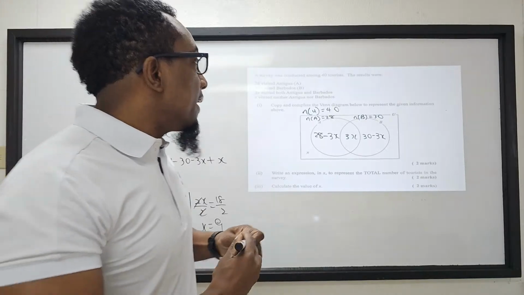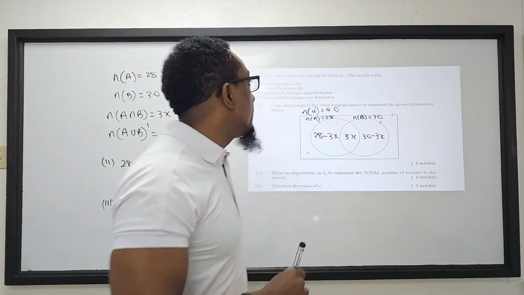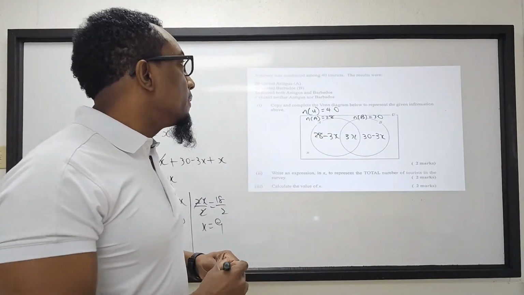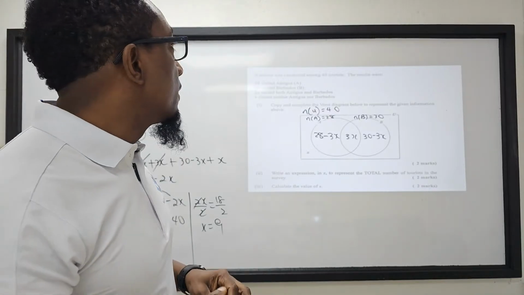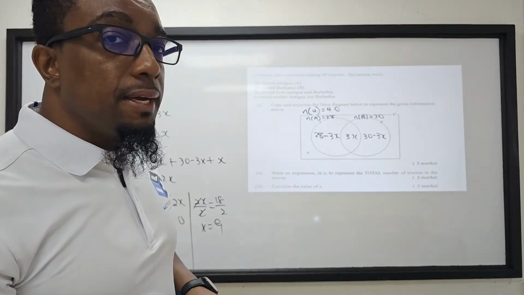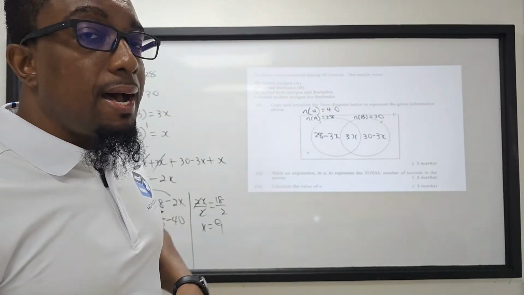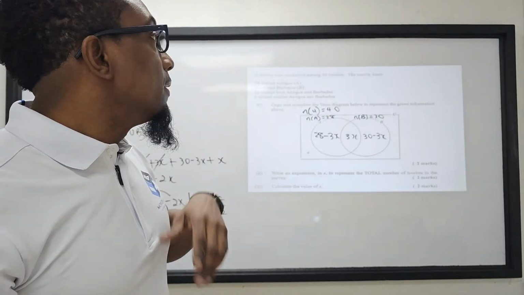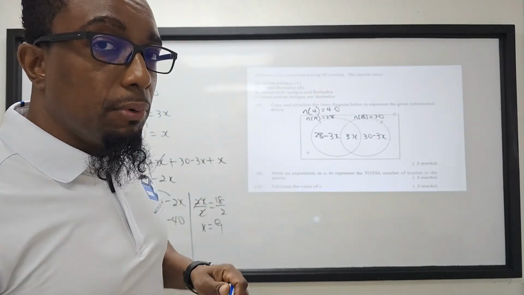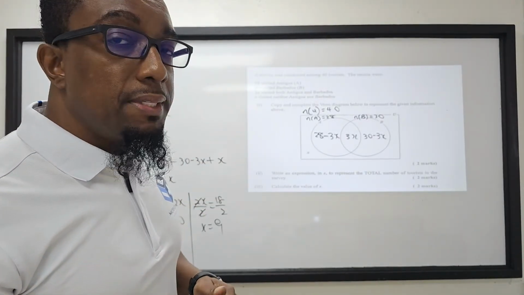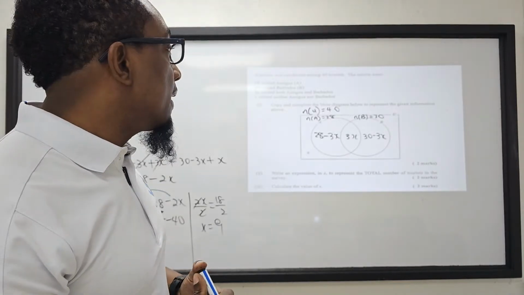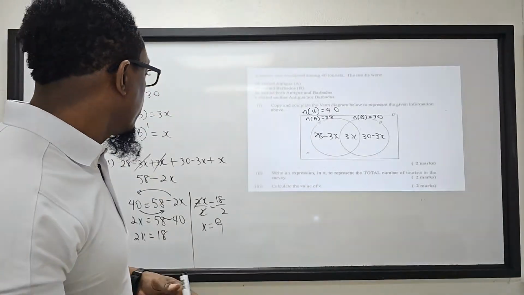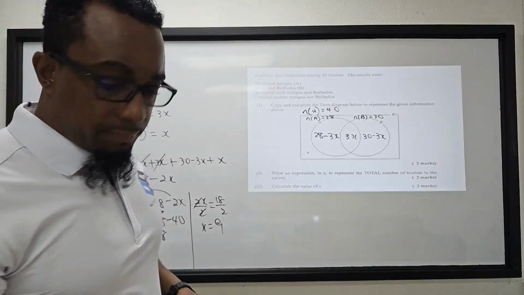So when I replace x with 9, 9 by 3 will give me 27. It means 27 tourists visited both Antigua and Barbados. If we were asked to determine the number of tourists who visited both islands, we just simply replace x with 9 in this case, and 9 by 3 will give us 27. Okay? Yeah?